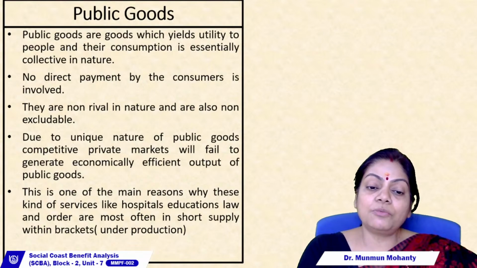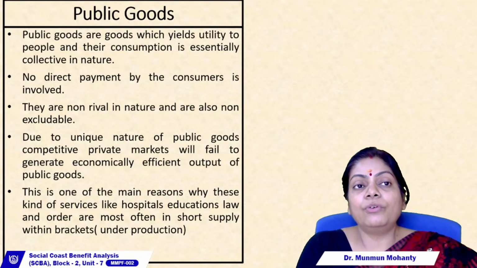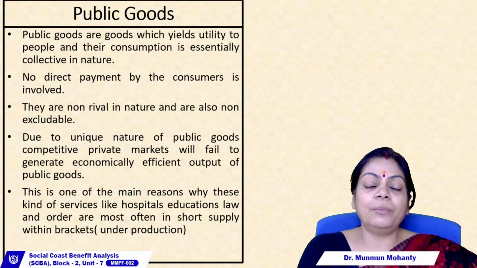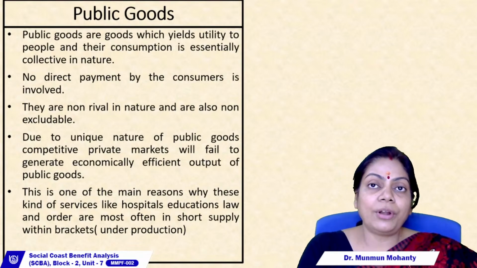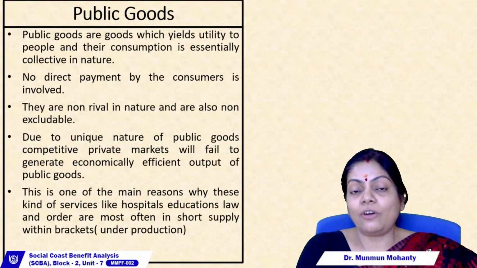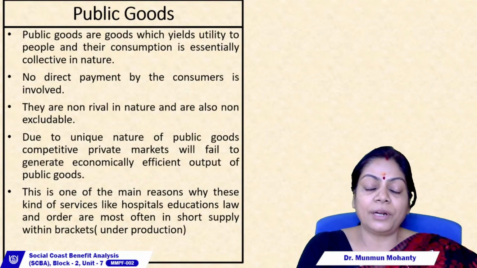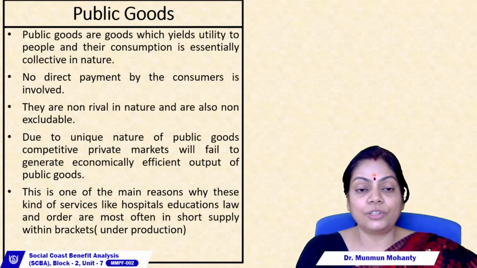This is one of the key reasons why services such as hospitals, education, law and order, and the police department are mostly in short supply. We know that in India the per capita availability of doctors is low, and the number of hospitals available per 1,000 people is low. The police, the law and order keeping department, cannot be efficiently run by private enterprise. These are the reasons why there is inefficient allocation of resources due to public goods.